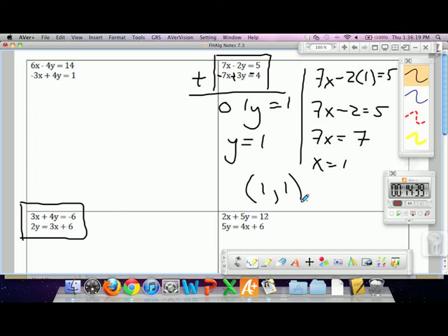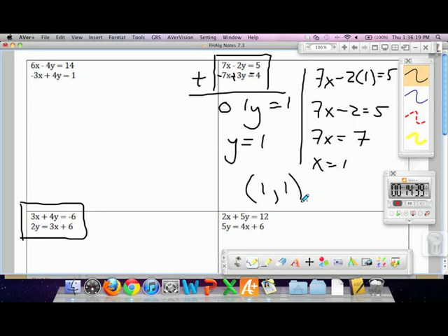Y is 1. Once y is 1, how do we find x? I have had to ask this question 30 times over the last 2 days. Plug it back in. Which one looks like a candidate to plug into? The one that looks easier. I like this top one, I think, so I didn't have to mess with it. 7x minus 2 times 1 is 5.